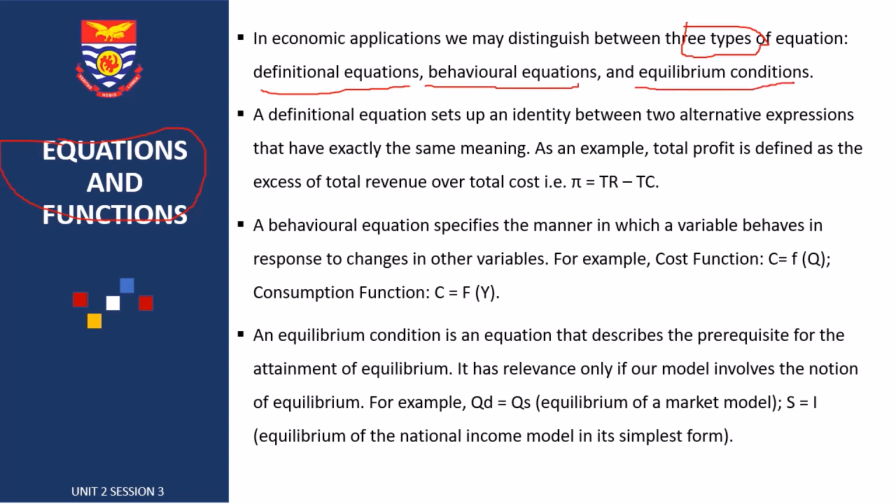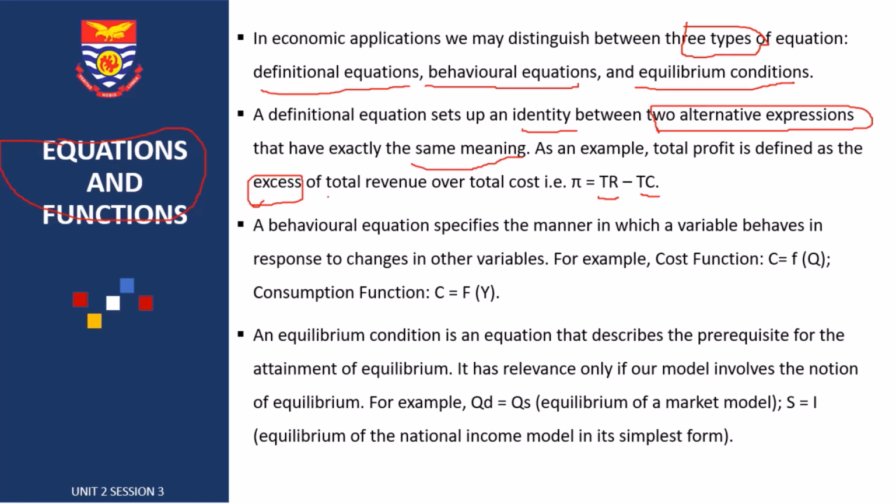So let's look at the definitional equations. The definitional equation sets up an identity between two alternative expressions that have exactly the same meaning. As an example, total profit is defined as the excess of total revenue over total cost. How do we get the excess of total revenue over total cost? We have to subtract total cost from total revenue. That is where we can see if there is an excess, and that excess will depict what? Profit.